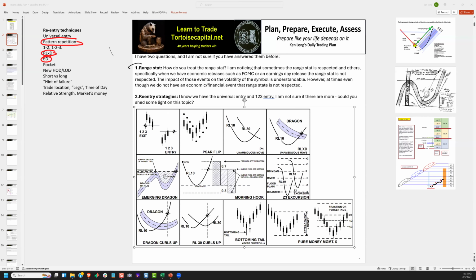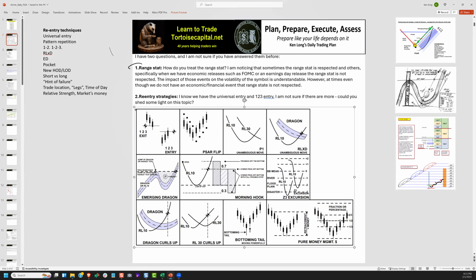And if I recognize a pattern and I'm familiar with it and comfortable with it, I may be able to. So there's my 1, 2, 3 exit, and there's my higher lows. There's my 1, 2, 3 entry. I can recognize that as a PSAR flip. There's my P1 RLCO. Here's my winning trade rolled over. Here's my pocket. There's my emerging dragon. So if you have recognized patterns, you can use those as reasons to re-enter.